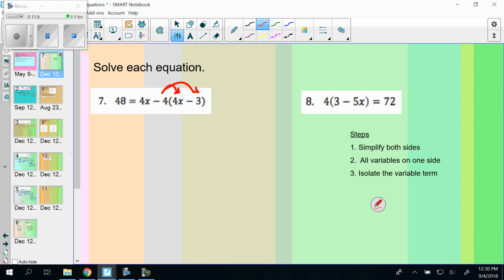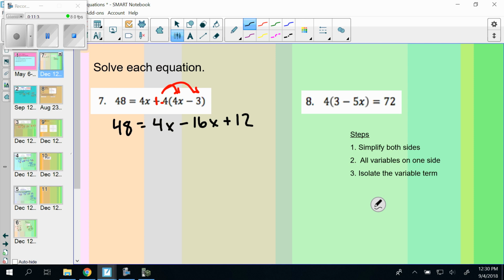We want to distribute. So we want to distribute that through. Again, remember a negative on there, really, when you're subtracting, it's plus a negative, so we want to be distributing negative 4 there. So what we end up with is 48 equals 4x. If we multiply negative 4 times 4, we get negative 16x. Negative 4 times negative 3 would be a positive 12.